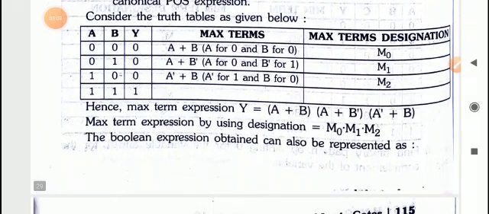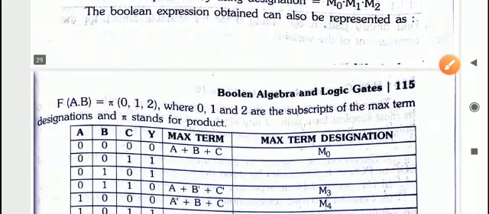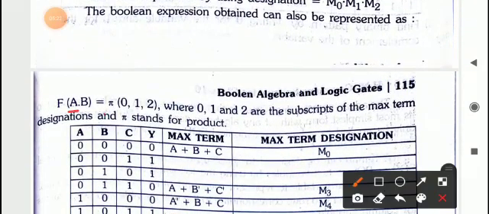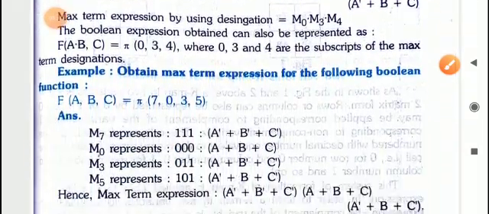Okay, and how can you denote it? You can denote it by Y is equal to A plus B, and A complement plus B. Okay, and M0, 1, 2 you will get. So this can also be represented as F of AB is equal to, this sign is the product sign, and 0, 1, 2 are the subscript values. Okay, this way you can get the minterm and max term expression.